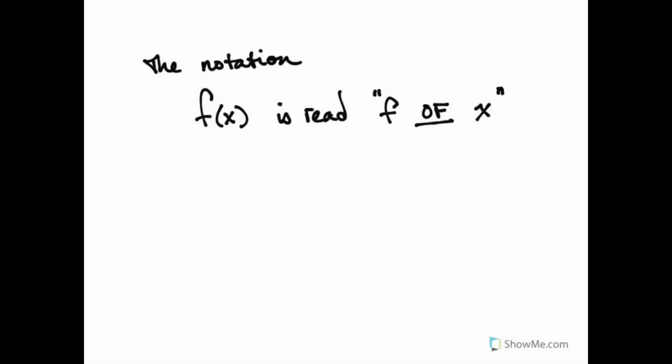The notation is a little strange. It takes some getting used to. It doesn't mean a variable f times a variable x. It's read f of x, meaning that f is a function of x. And we sometimes use some other letters for functions like g of x or h of x. Usually x comes from the real numbers and the output, the range, is also in the real numbers.